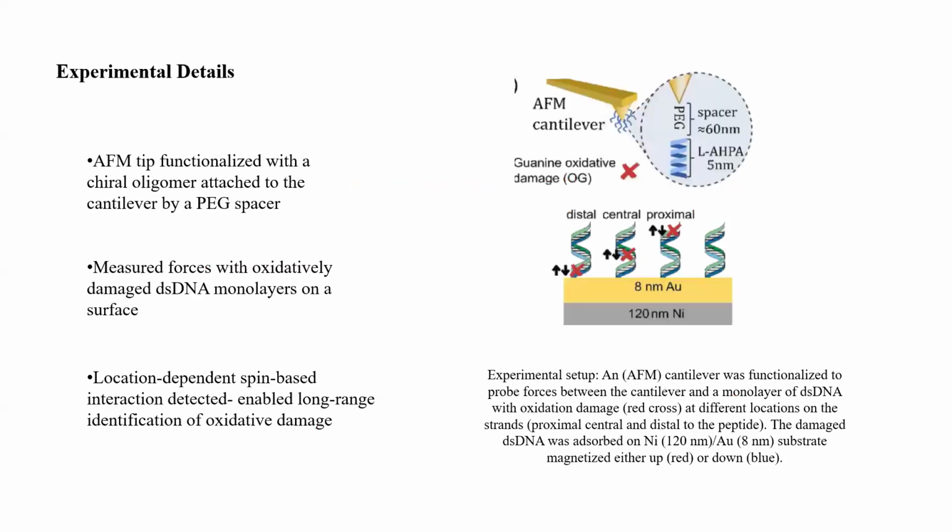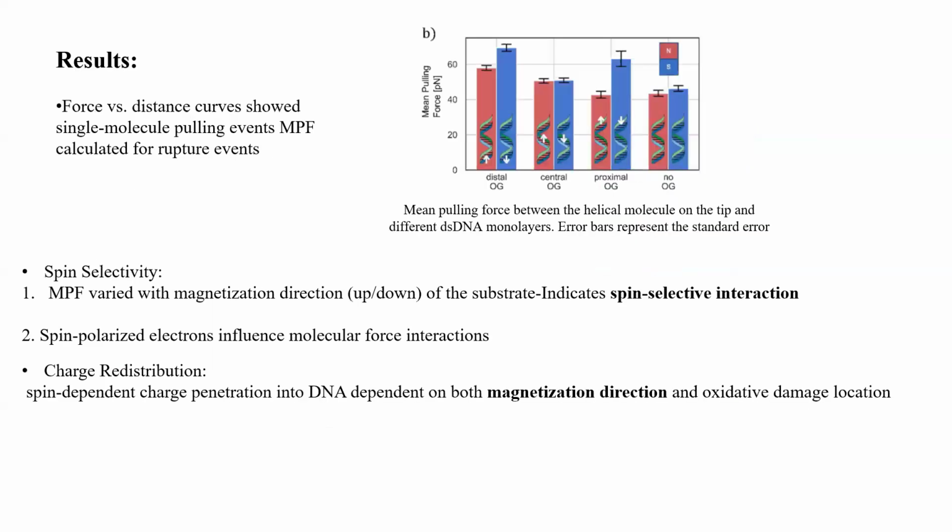Okay, so in the experimental details, they have mentioned that the AFM tip was functionalized with a chiral oligomer and was then used to measure the intermolecular force between the tip and the double-stranded DNA, which has oxidative damage. The measurement showed location-dependent spin-based interaction. Therefore, it was able to identify damages at large distances.